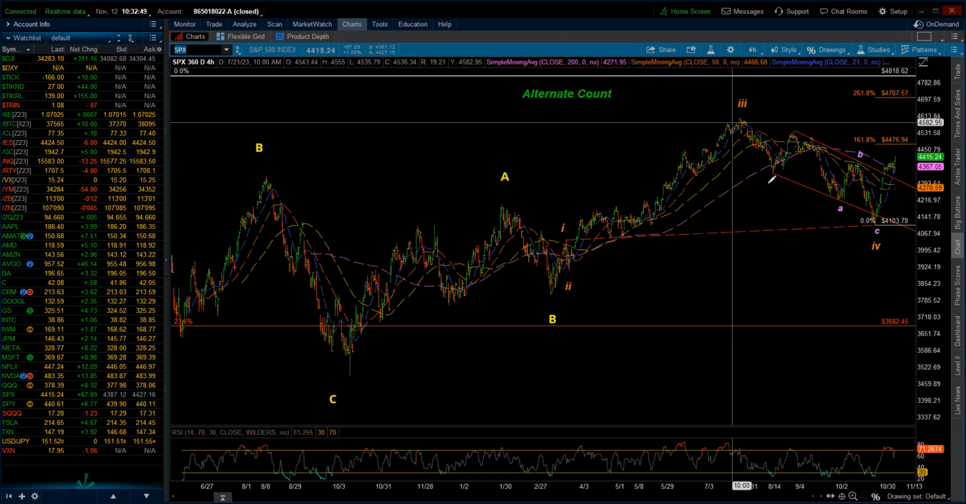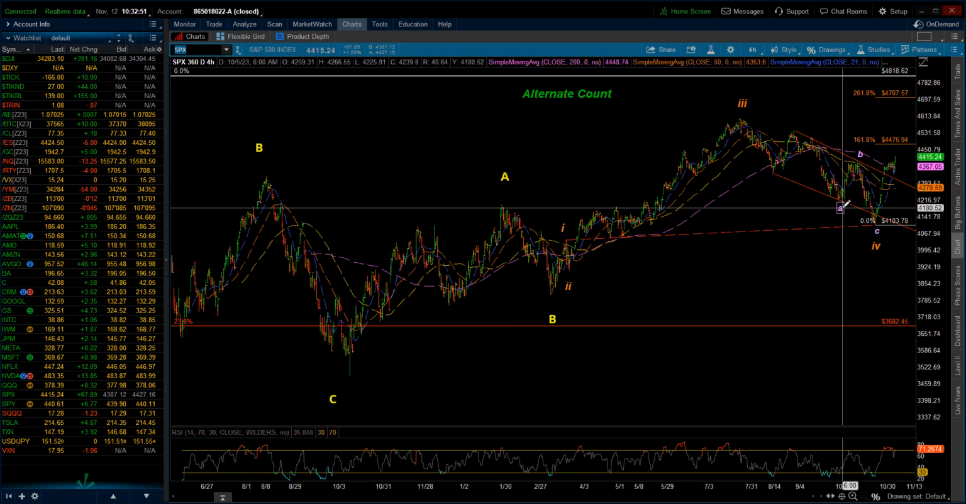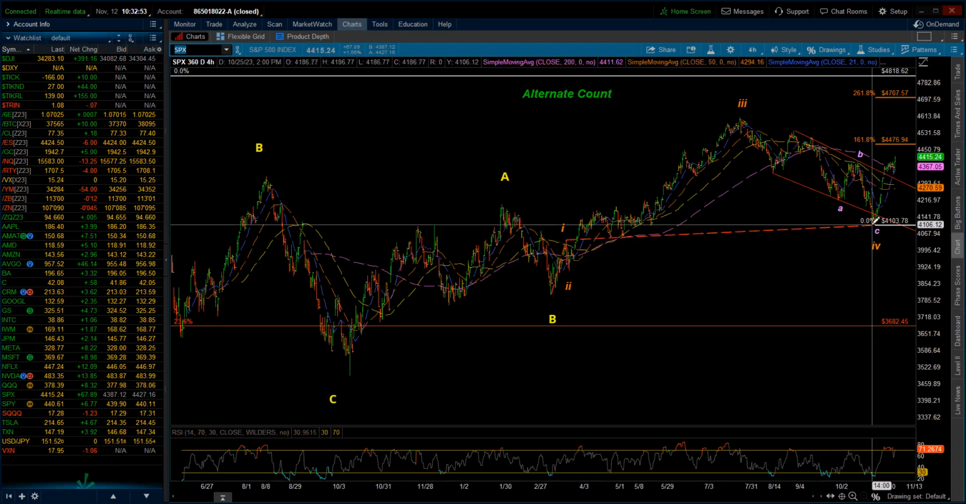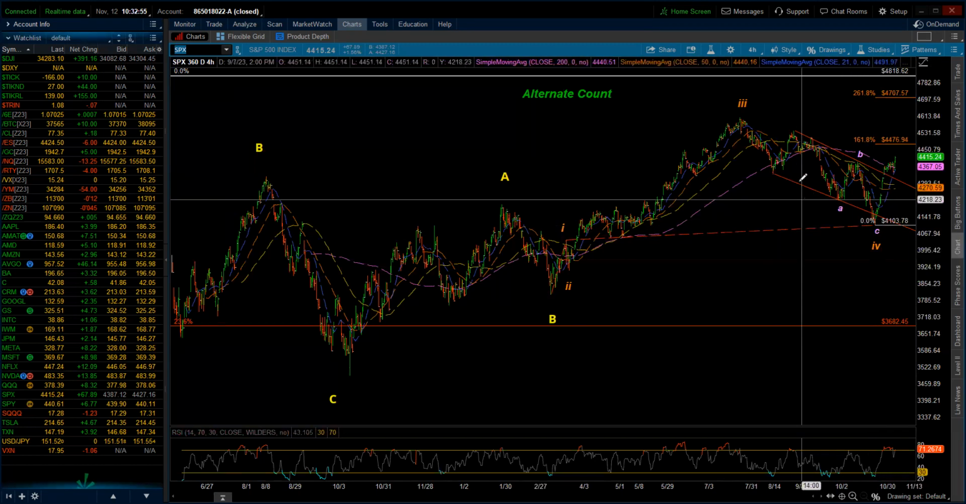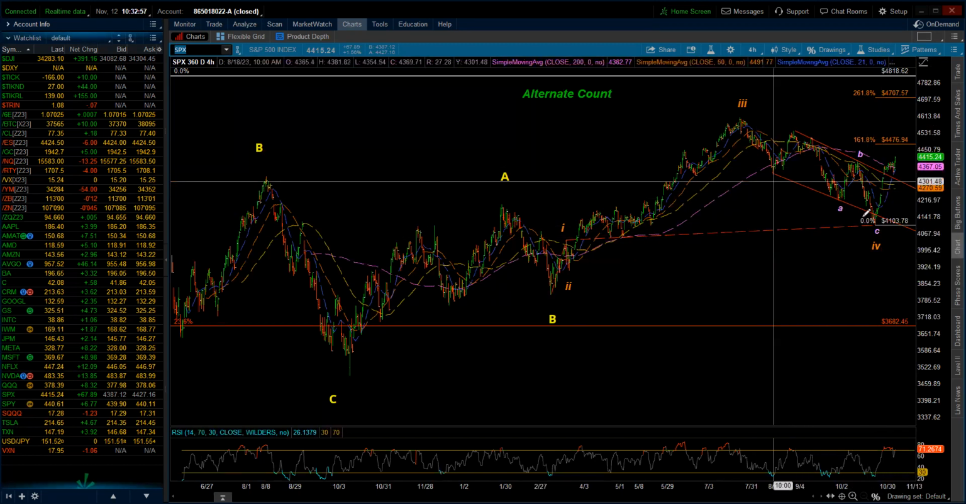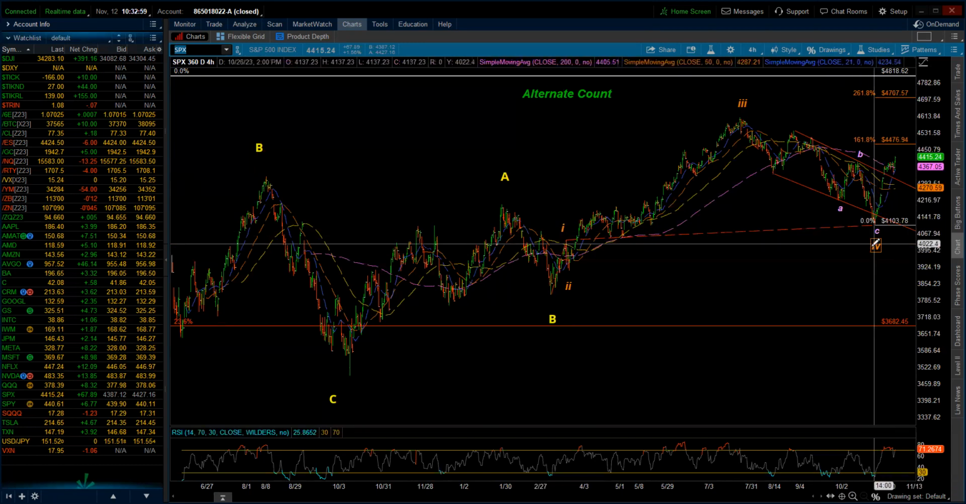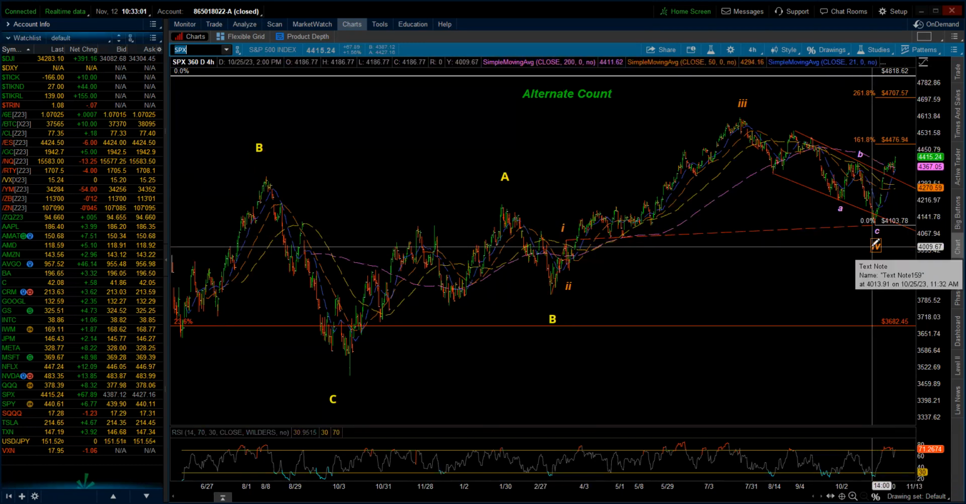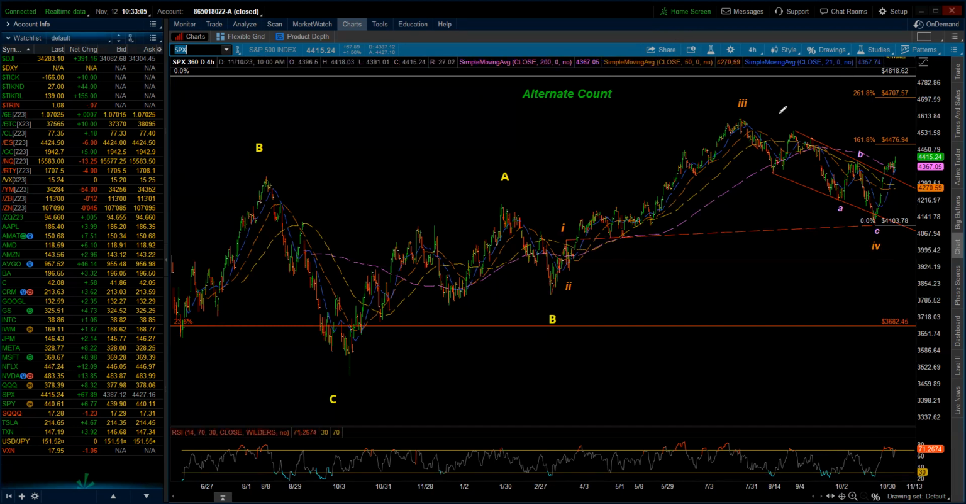And again, zigzag, zigzag, zigzag. So it still can be a triangle, but in a wave 4, not a wave 1 or a wave 5, just a triangle pattern. A, B, C, D, E. And what happens out of a triangle? It launches. It thrusts up and out of the triangle.